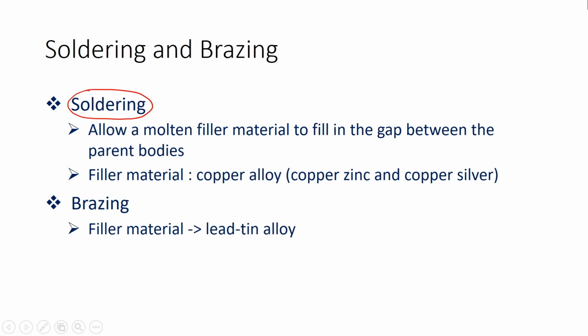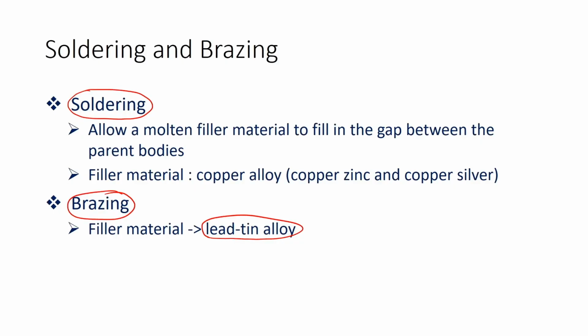And if we use a lead tin alloy to carry out the heterogeneous welding operation, that process is called the brazing operation. The temperature range of soldering and brazing is less than the arc welding process. We are working at lower ranges during soldering and brazing operations.